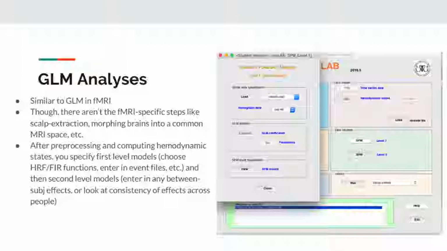And then that would create a first level model for each subject. That's essentially generating the betas for how well does this model fit your subject's data. And then you add those into a second level model where you are essentially saying, okay, across all of these first level models, how well does it perform generally? You can also enter any between subjects effects at this point, or look at the consistency effects across people.